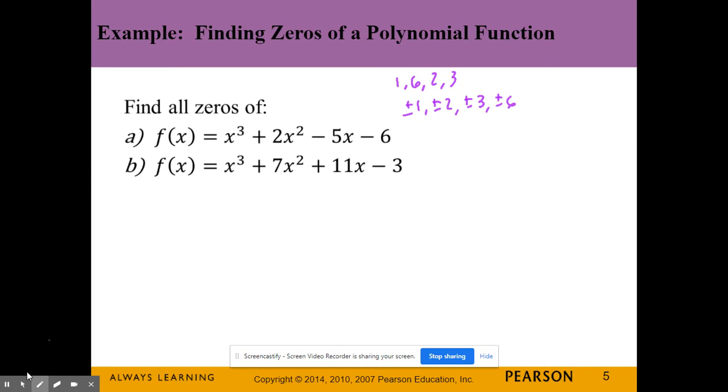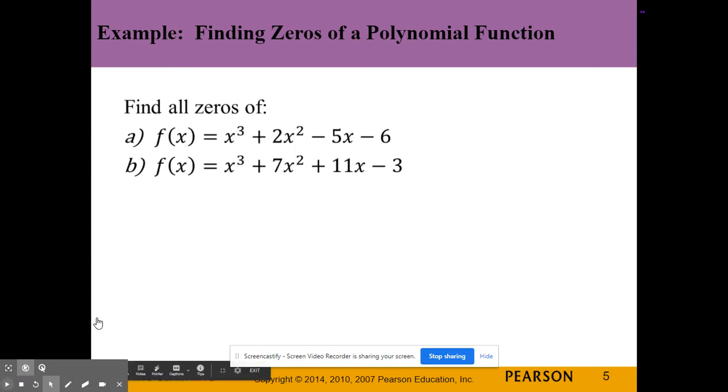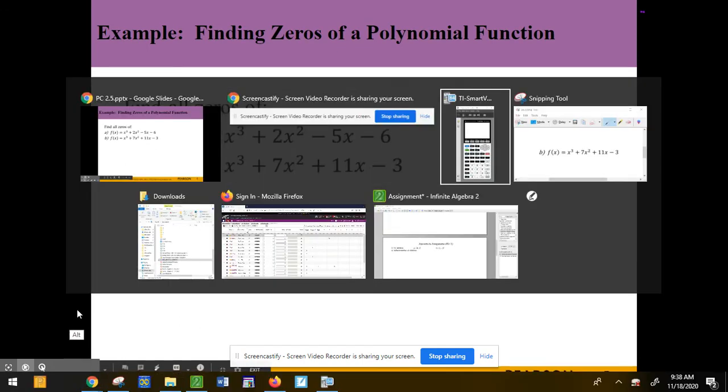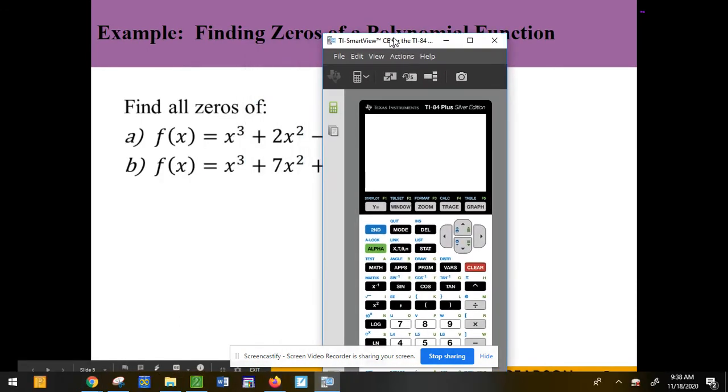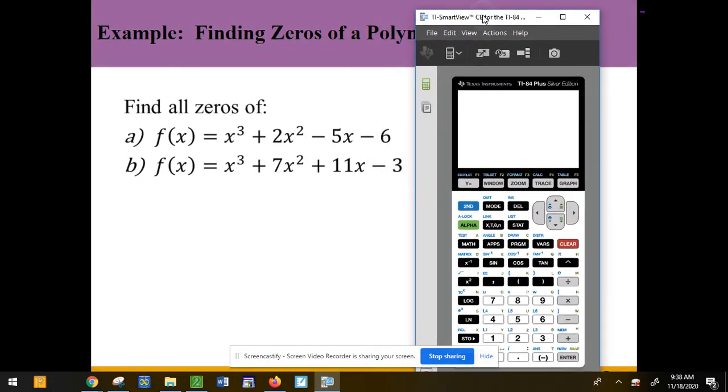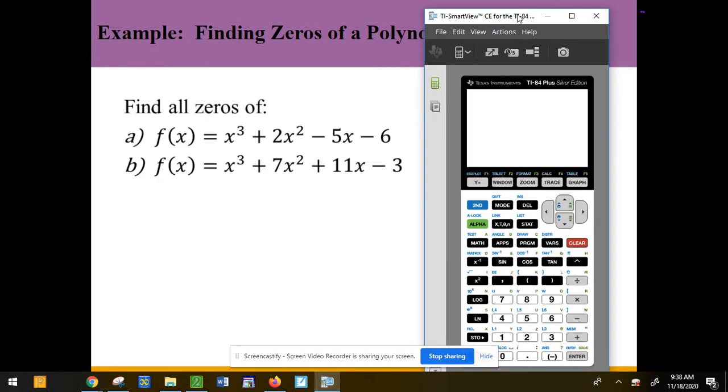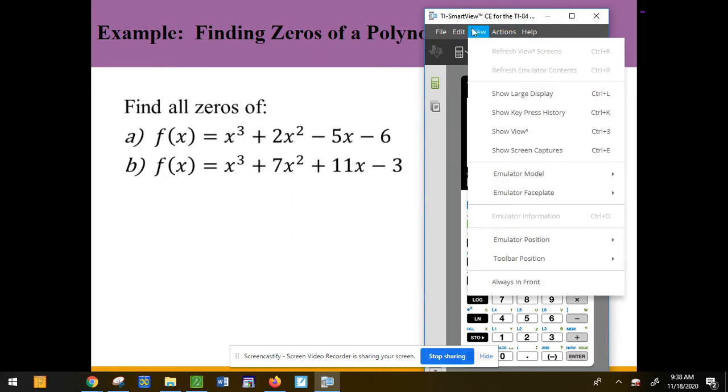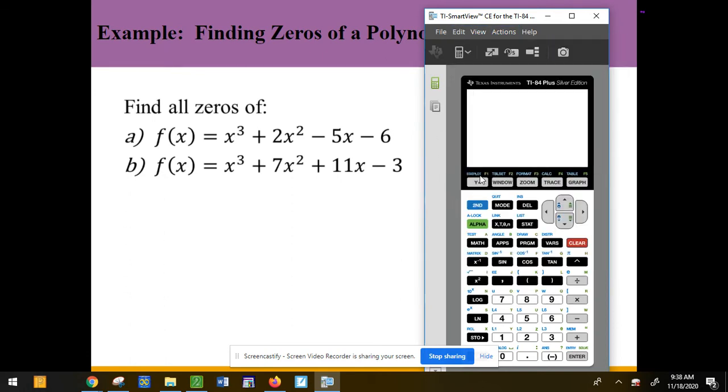What I'm going to suggest now is to get out your calculator. All right, so once I have my calculator out, what I'm going to do is graph the function that we're doing first. And instead of just randomly guessing which one of the possible rational zeros it could be, I'm going to see if I can observe it and know where to start.